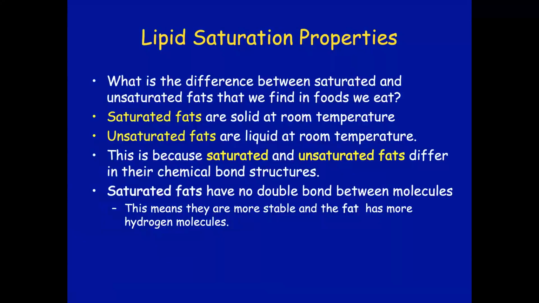Now, saturation. What's the difference between unsaturated fats and saturated fats? Saturated fats are animal fats. They're going to be solid at room temperature. Unsaturated fats are going to be, for the most part, liquid at room temperature. They're going to be the plant fats. The difference in saturation depends on the chemical bond structure. Saturated fats will be entirely formed from single bonds in between carbons. That means they're going to have a more stable structure, and the fat will also contain more hydrogen molecules.